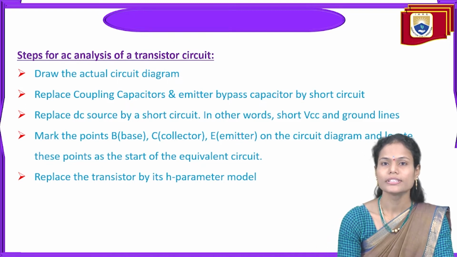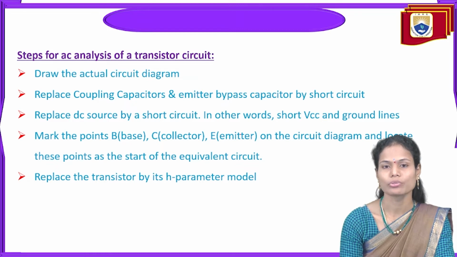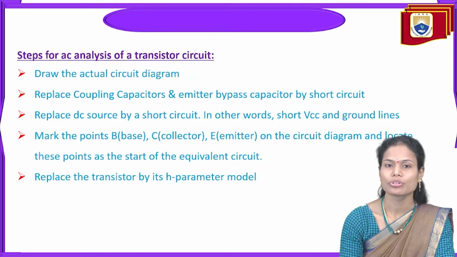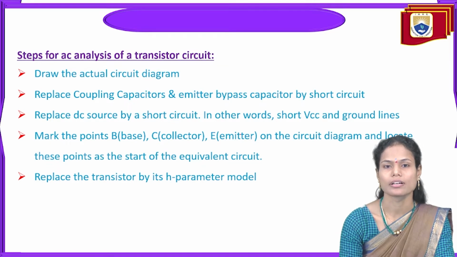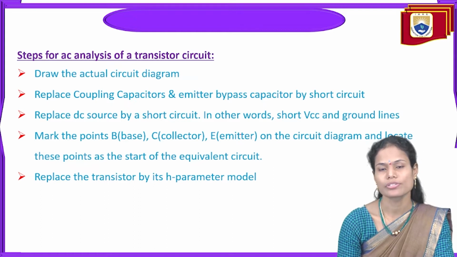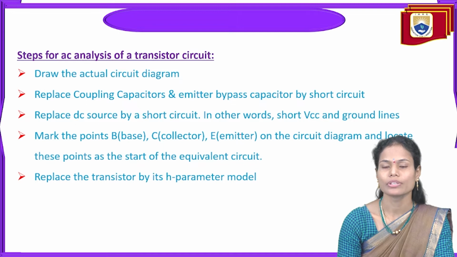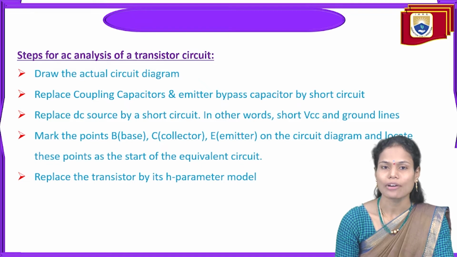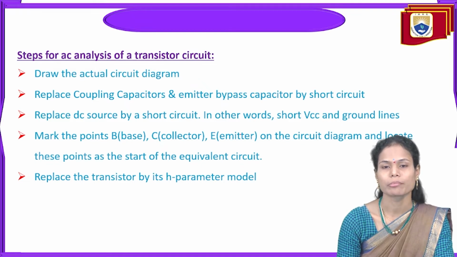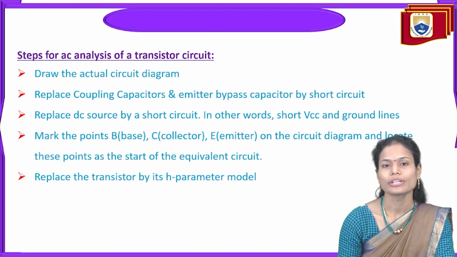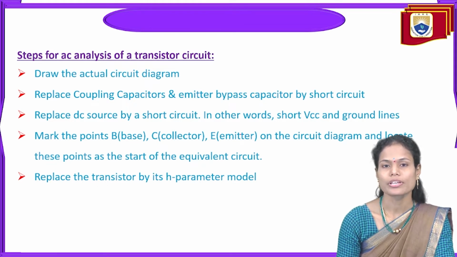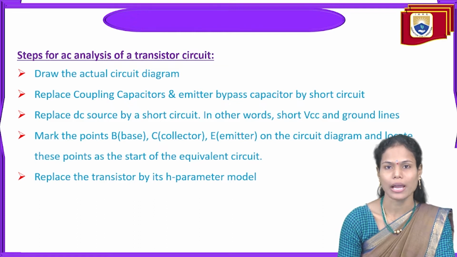For any configured amplifier circuit, first of all we have to consider the circuit as it is, then we have to replace all the coupling capacitors as well as bypass capacitors by short circuit, and after that we have to replace all the DC sources with the ground, and next we have to indicate all the terminals of the transistor. Then after that we have to replace the transistor by its H parameter model, so that we are able to get the H parameter equivalent circuit of the amplifier for the different stages in the multistage amplifier. So from that circuit we can find the parameters of the amplifier here.